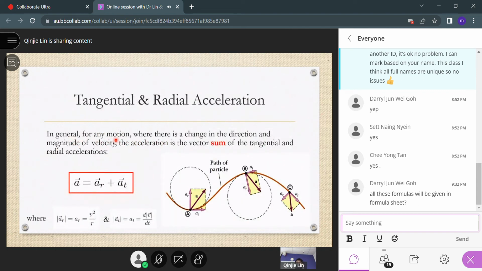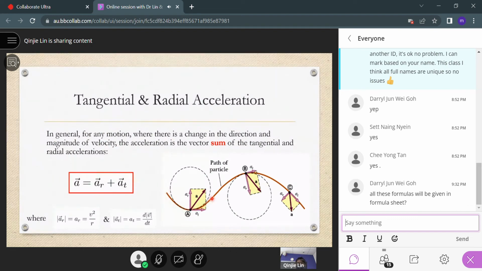So in general, for any motion, when there's a change in direction and magnitude of velocity, the acceleration will be the sum of those two accelerations that I've just said. One is tangential, one is radial. They are vectors. So radial is a vector, tangential acceleration is also a vector. The resultant will just be a vector sum of it.